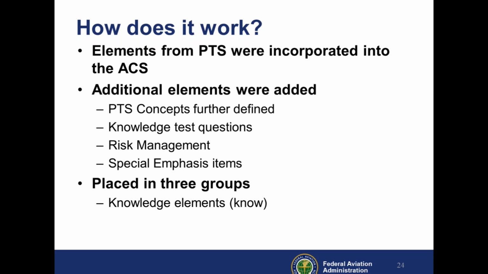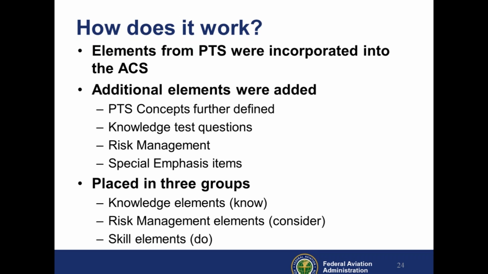And then we have a risk management element group. Those are things that the applicant should be able to consider, risks involved in a particular task or operation and ways to mitigate that risk. And then finally, we have our skill elements, which are things that the applicant should be able to do, like performing certain tasks and things. We also call those S elements, just for short.